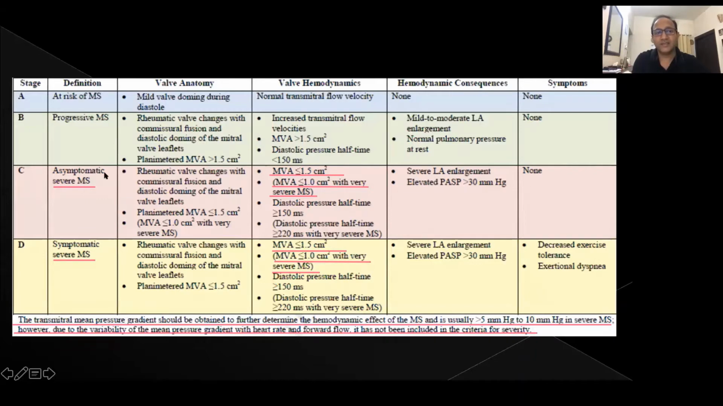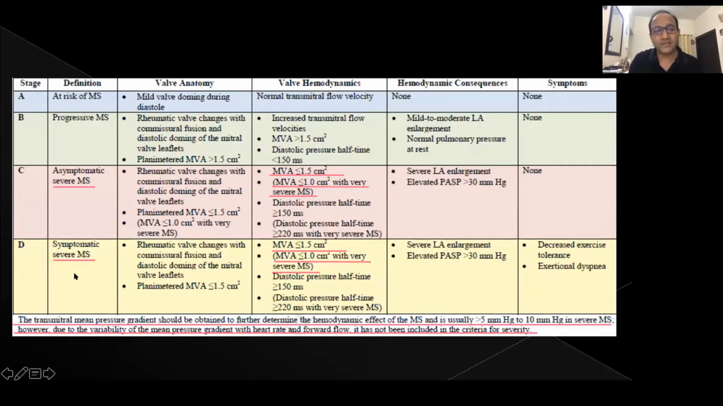Then stage C is, interestingly, when the mitral valve area falls below 1.5 centimeters square, it is called severe MS. If they're asymptomatic, walking around, not having any dyspnea in their regular activities, even on climbing stairs, etc., they're called stage C. They have all the rheumatic valve changes, commissural fusion, diastolic doming, but they have been labeled as severe MS. Mitral valve area less than 1 is labeled as very severe MS, and here the LA enlargement occurs, the PA pressures go above 30.